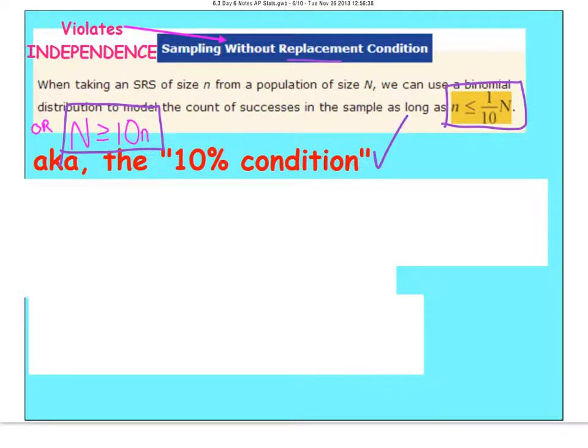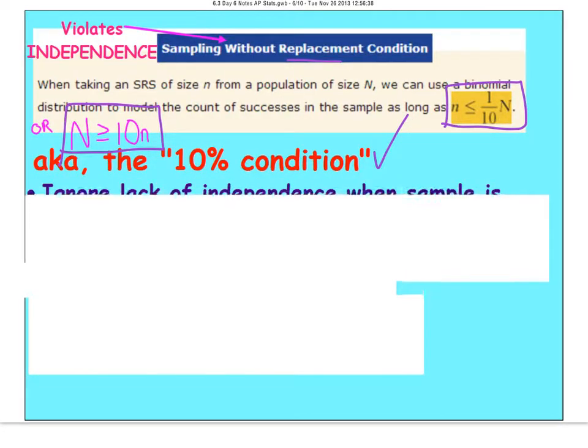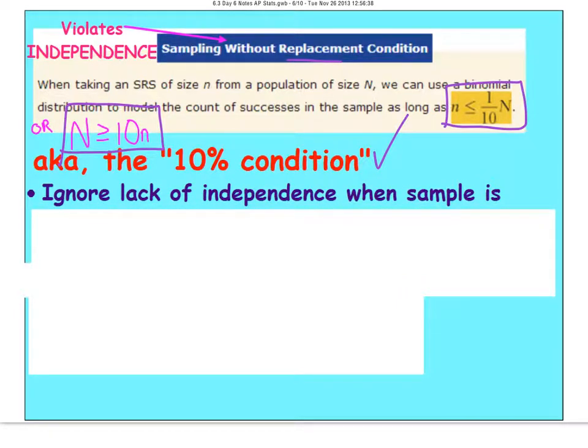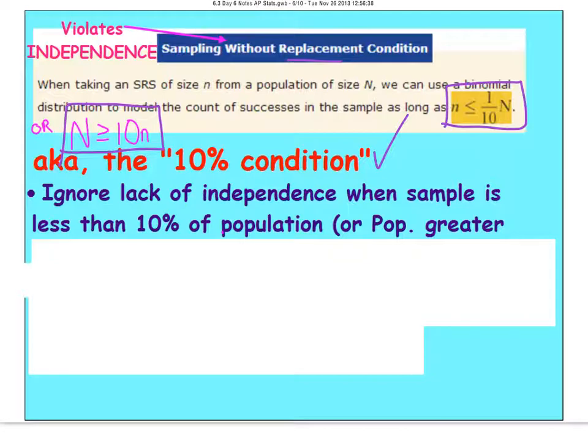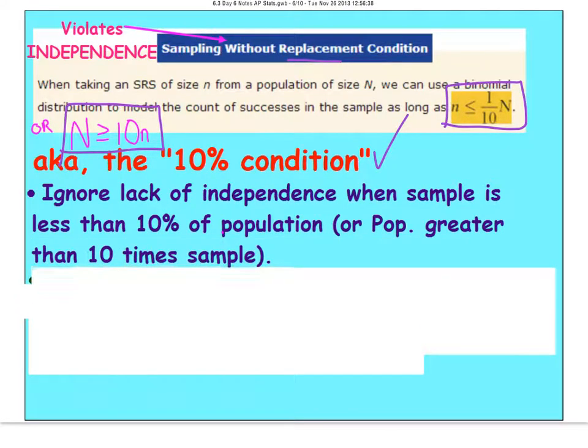If you meet that 10% condition, even though independence is violated because you didn't replace, you can still use this probability method. So, in conclusion, you can ignore the lack of independence when a sample is less than 10% of the population, or if the population is greater than 10 times the sample. Again, these are the same thing. If they're met, you can ignore the replacement and you can use it.